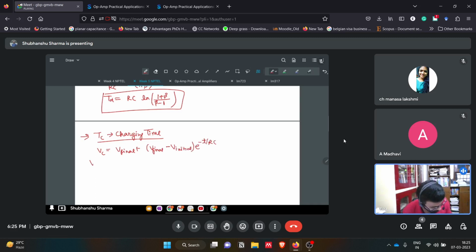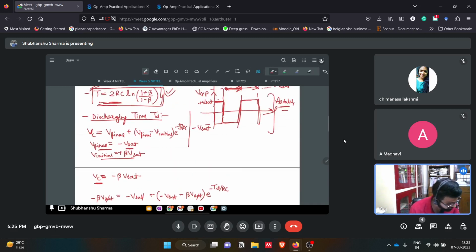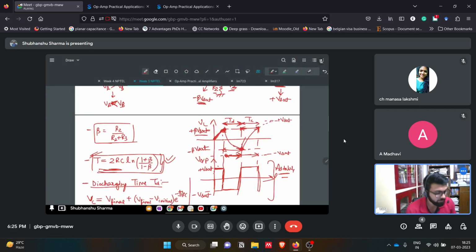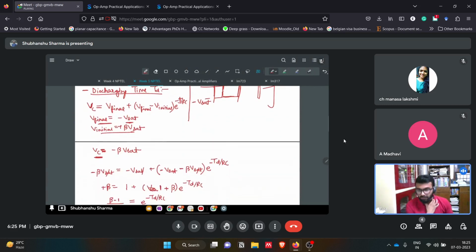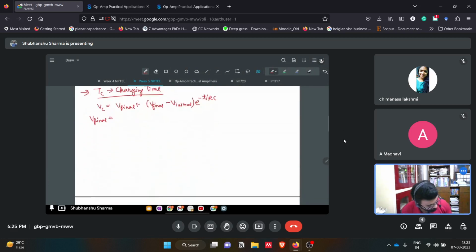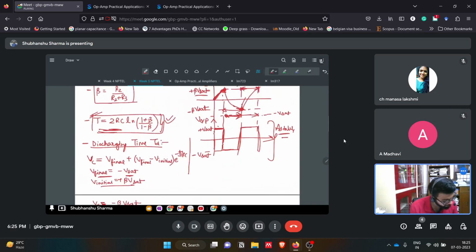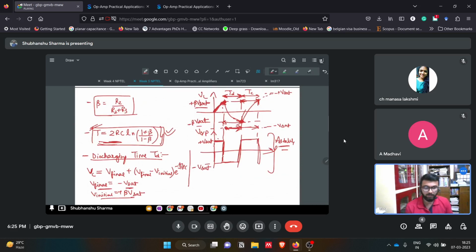So what will V final be here? If we are talking about charging time, since it wanted to achieve the plus V saturation value, the final value it wanted to achieve was plus V sat. So we have V final as plus V saturation, and what is V initial? The initial voltage is minus beta V sat. See, this is minus beta V sat. Fine.